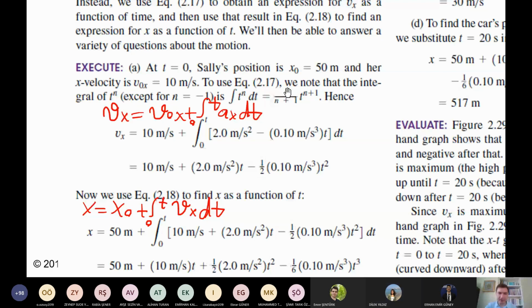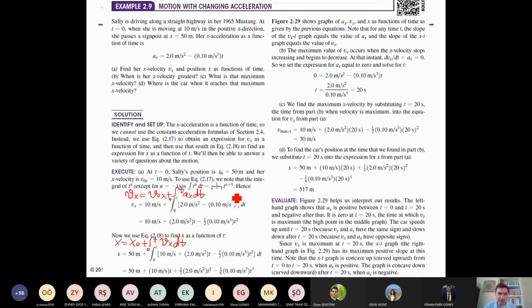Let me use the pen here and then try to solve. For example, let's consider that you have this type of integral. The solution of this one is 1 over 1 plus 1 times t squared. If you have this type of integral, t squared dt, the solution is 1 over 3 times t cubed, like this.